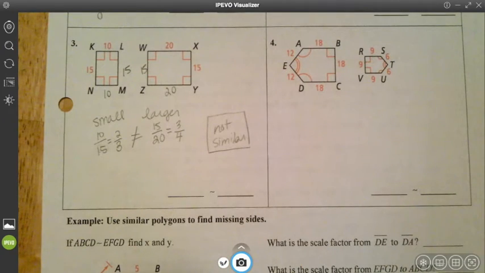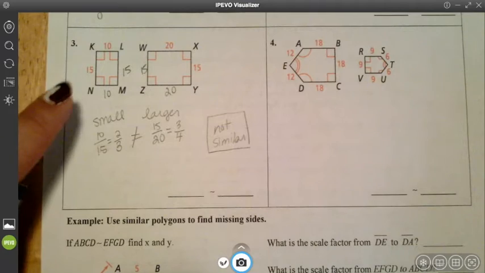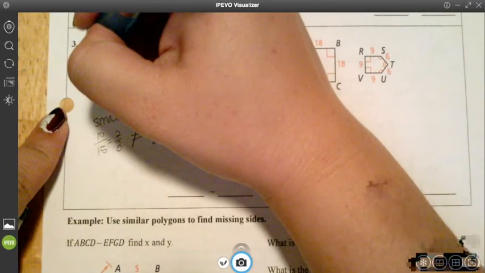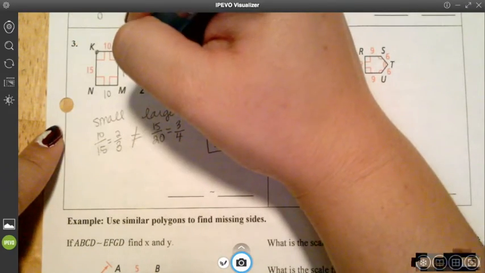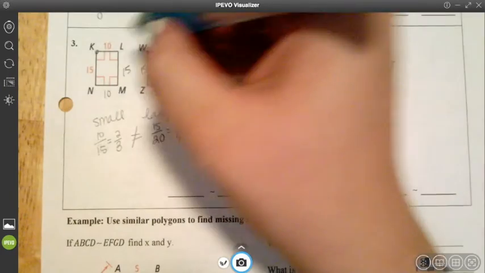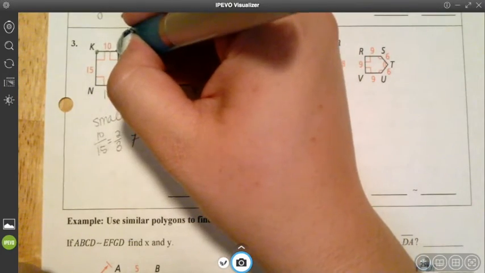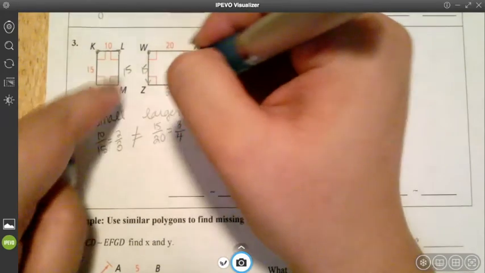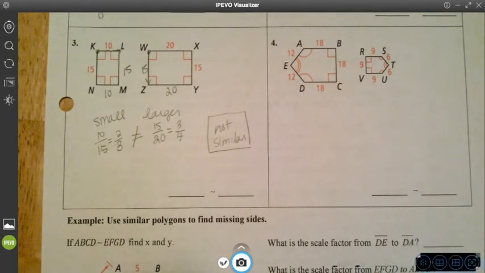If these had been similar, there's a lot of different ways we can name it. What I would do is pick a vertex, for example, K and W, and then just make sure that your next angle is along a small side, then you go along a small side, and then you just name them in order. Number 4.